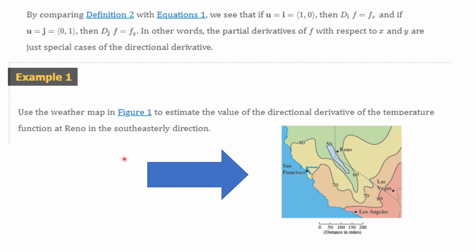When last we adjourned, I left you working on this problem where you had to use this contour plot of temperatures in Nevada, and you were to use this plot and the directional scale to estimate the value of the directional derivative of the temperature function at Reno in the southeasterly direction. So if you solved this, congratulations. If not, I will give you another opportunity to do this, so you know what to do. Let's see how you did.